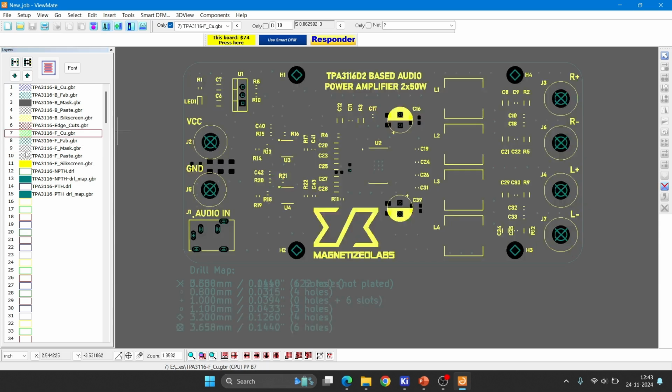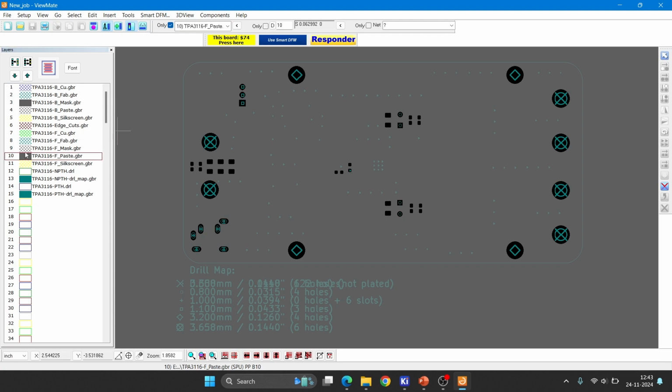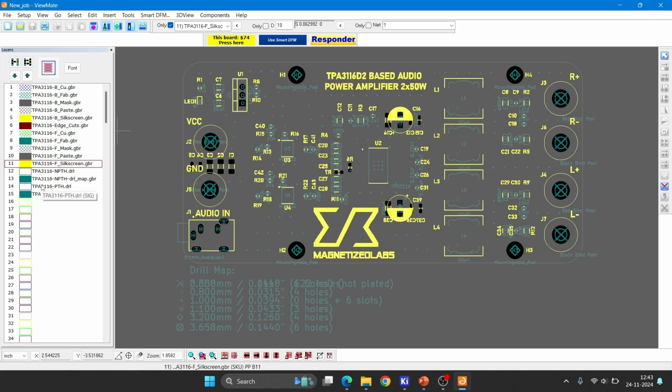You can see here. This is how it will work. This is a useful software. You can use it for verification of your Gerbers.